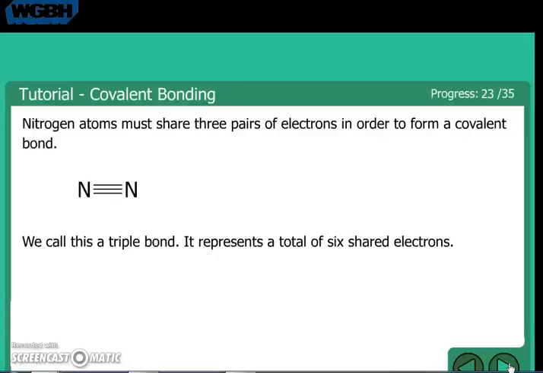Nitrogen atoms must share 3 pairs of electrons in order to form a covalent bond. We call this a triple bond. It represents a total of 6 shared electrons. Now you can answer question number 16.